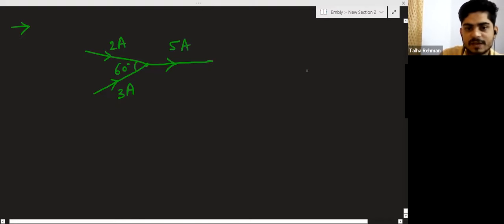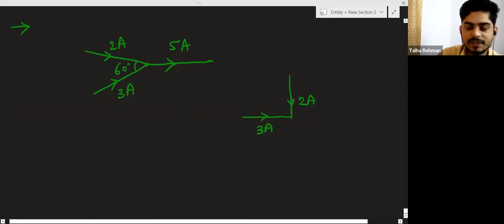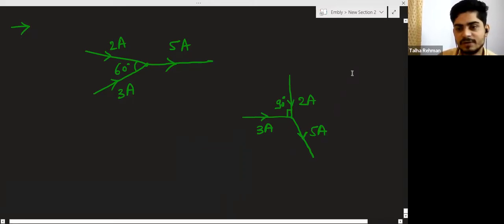This is the net current. Now I am changing the angle. 2 ampere current is flowing like this, and 3 ampere current is flowing like this, and now the angle is 90 degrees. But again, the net current here is 5 ampere. Means there is no effect of angle.